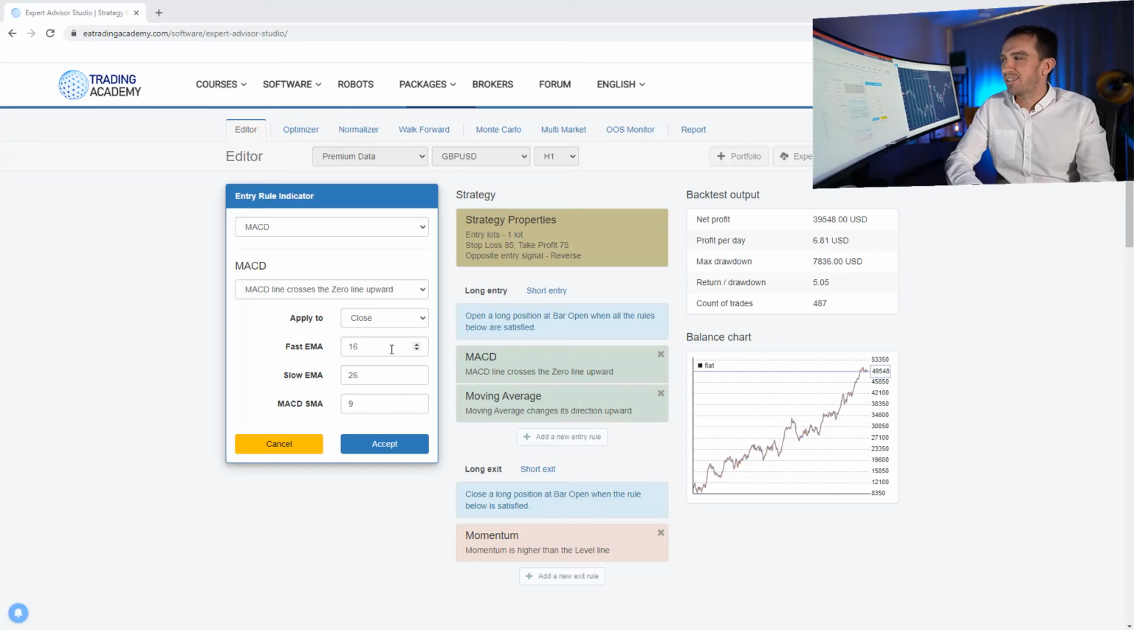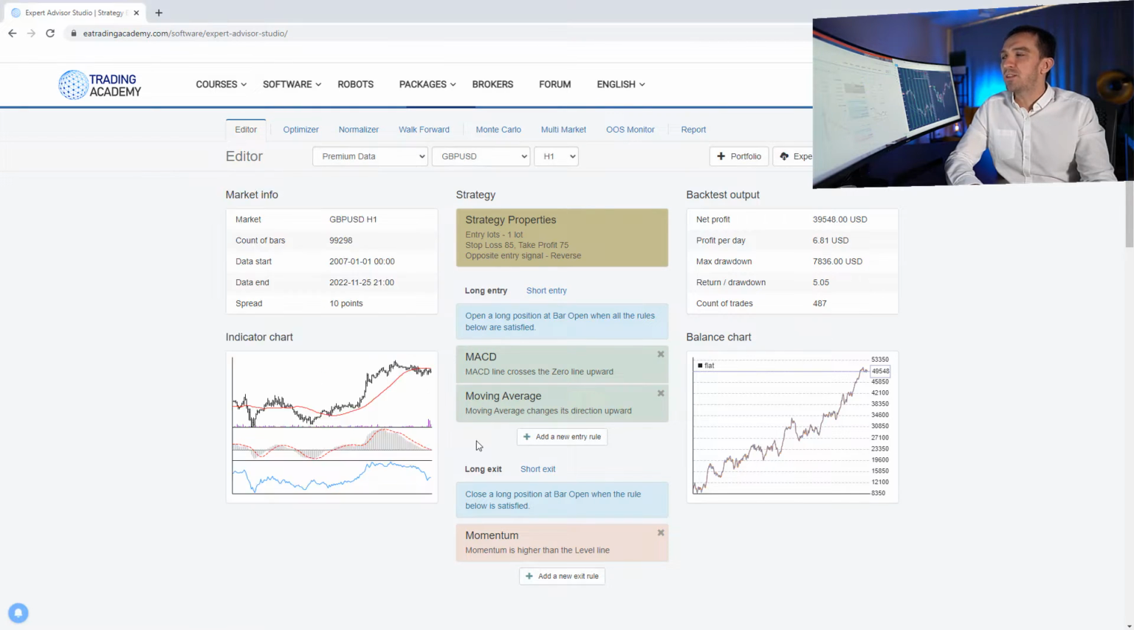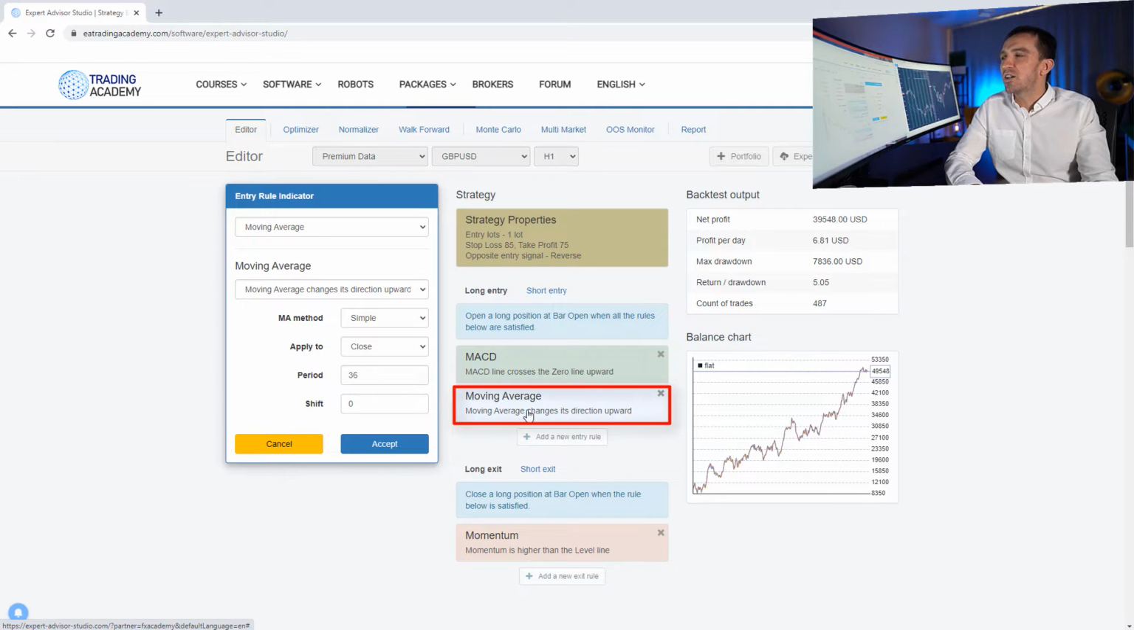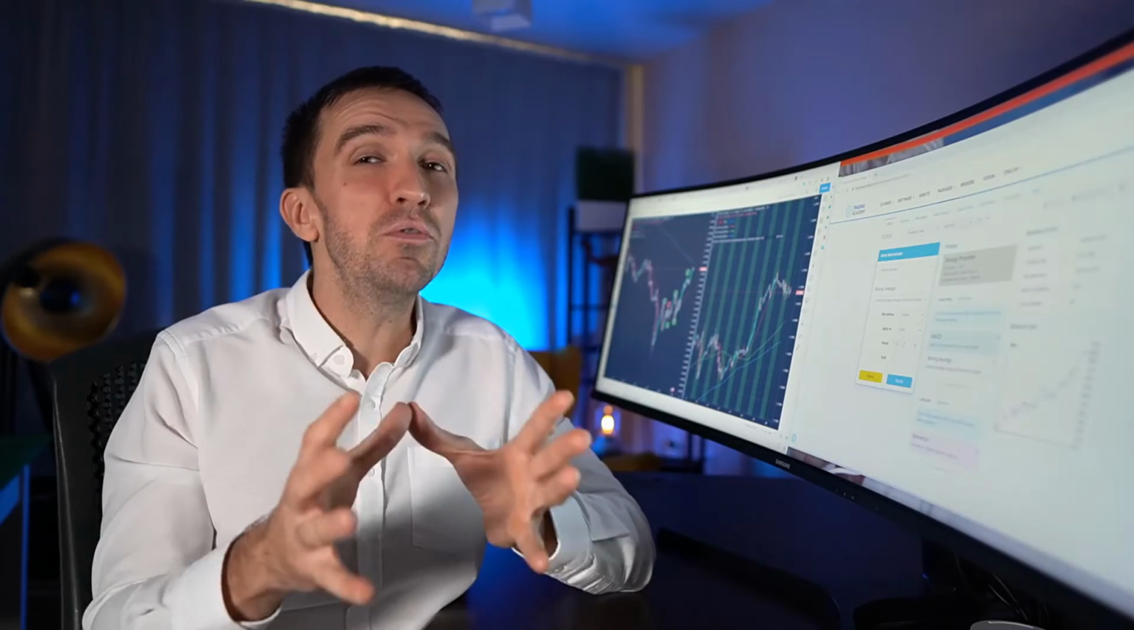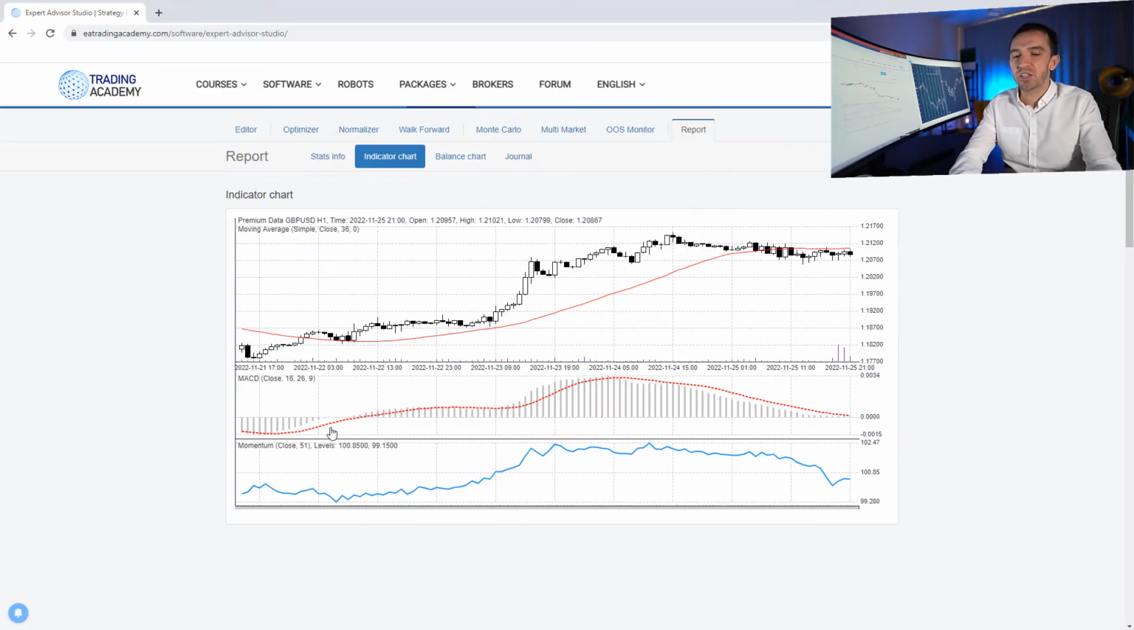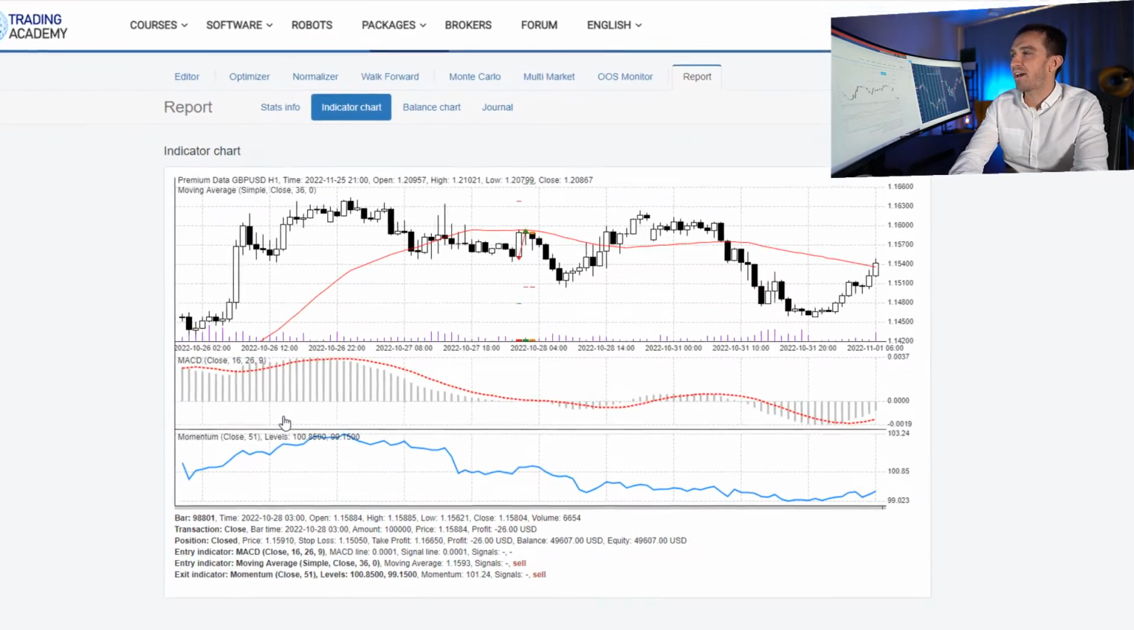Now let's go back to the MACD robot. The MACD line crossing the 0 line upward is our entry rule, with fast EMA 16 and the rest as default. Then we have the moving average changing its direction upward with a period of 36. So we want to see the two happening at the same time to have the confirmation to buy or to sell. Now if I click on the indicator chart, you will see when we have the signals.